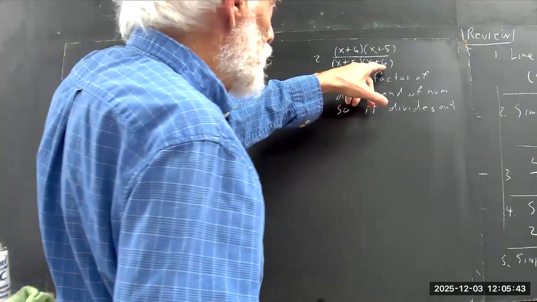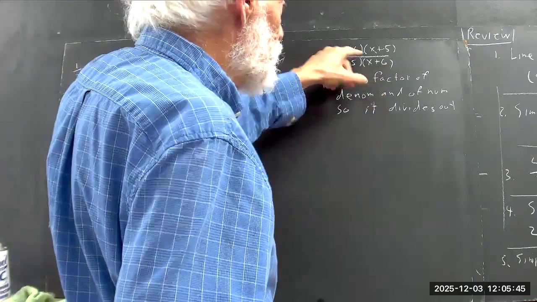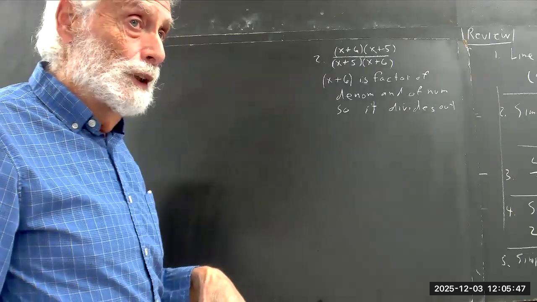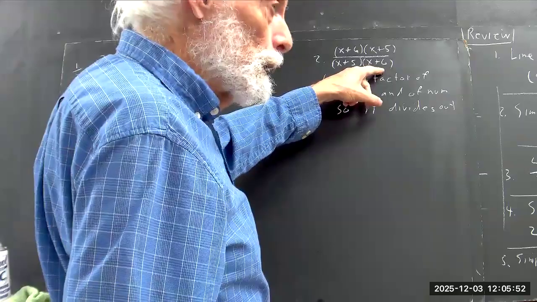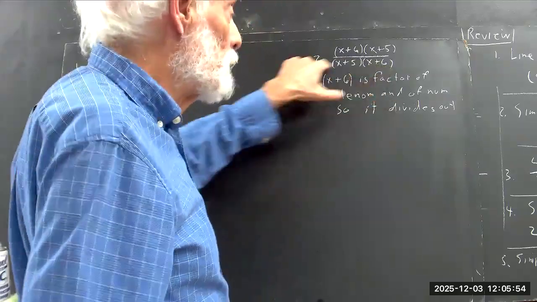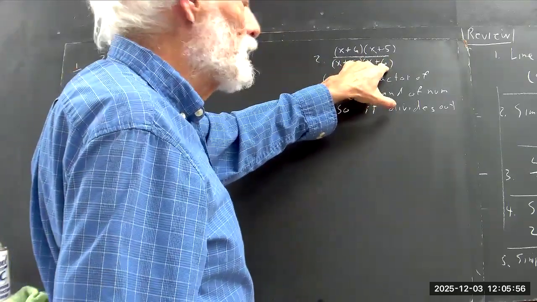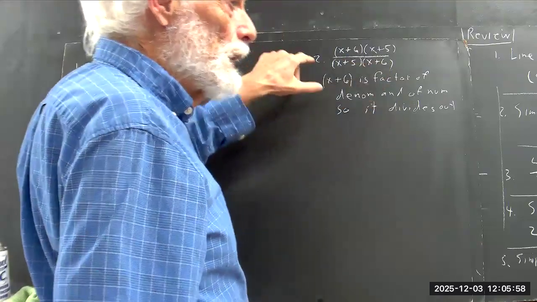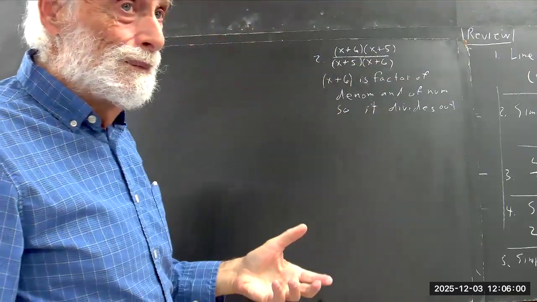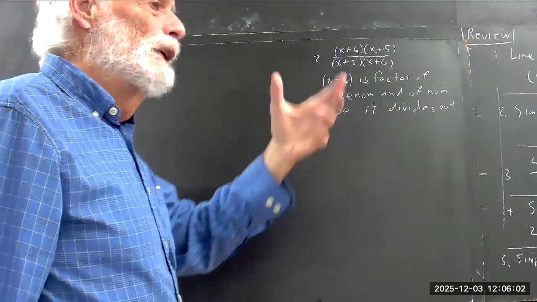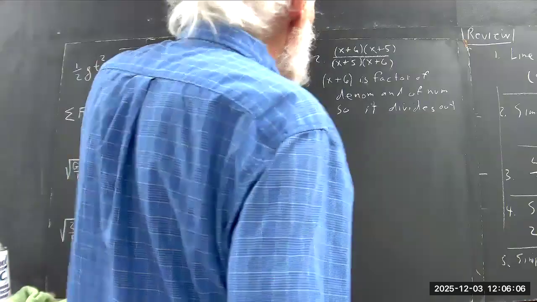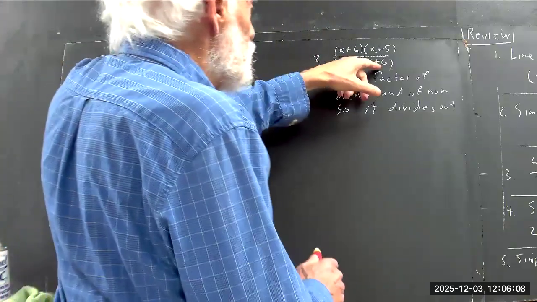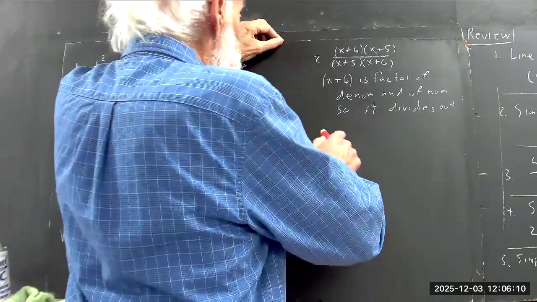But you can't cancel the 6 with the 6 and leave the x's, okay? Because the 6 isn't a factor of the numerator. The whole x plus 6 is multiplied by the numerator. The 6 is not multiplied by the whole numerator in a way that'll give you the same numerator. A little confusing. You just learn to identify factors. Okay.